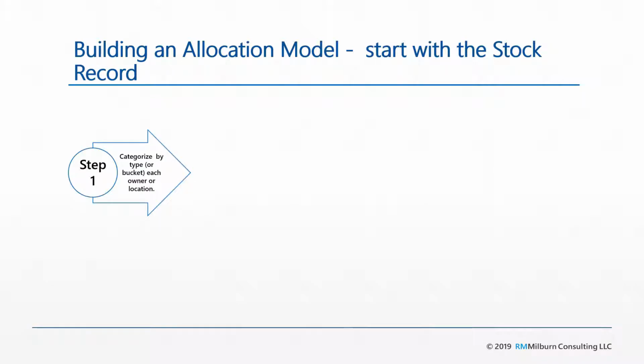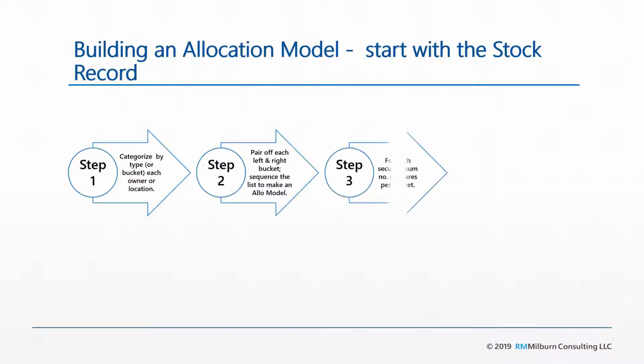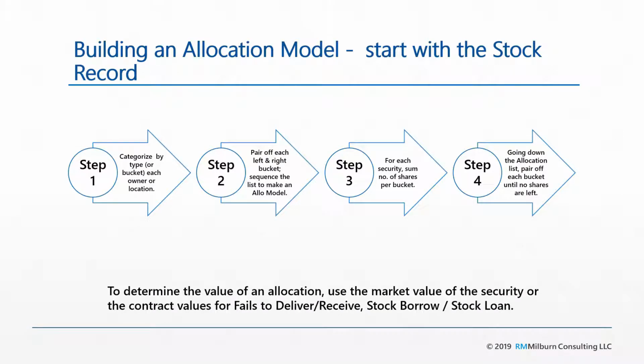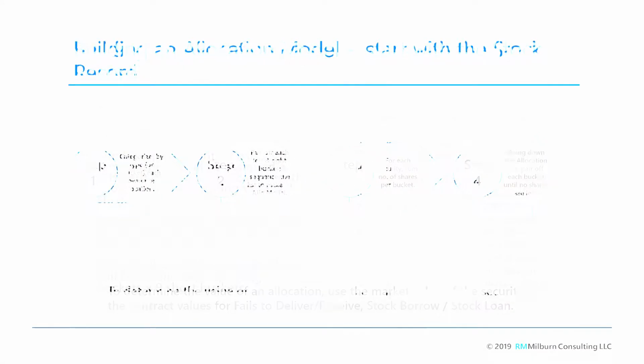When building an allocation model, you want to start with the stock record. Then you want to go line by line and categorize by type or bucket each owner or location. You want to pair off the left and the right bucket, and you're going to sequence the list to make an allocation model. And for each security, you want to sum the number of shares per bucket, and then going down the allocation list you prepared in steps 1 and 2, you want to pair off each bucket until no shares are left. To determine the value of that allocation, you want to use the market value of the security or the contract values for the fail to deliver and fail to receive contracts and the stock borrow and stock loan contracts.